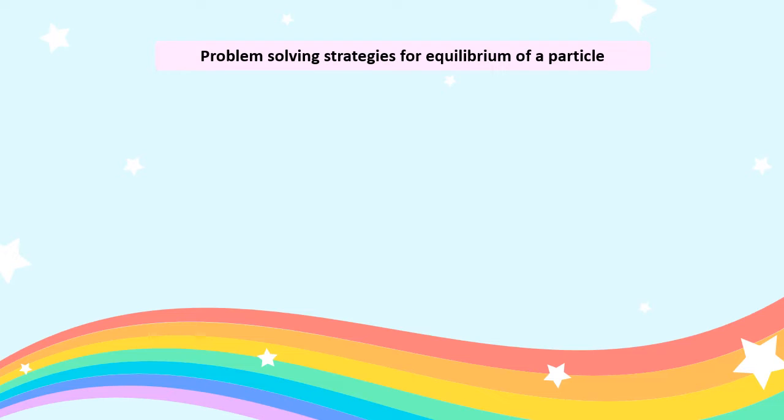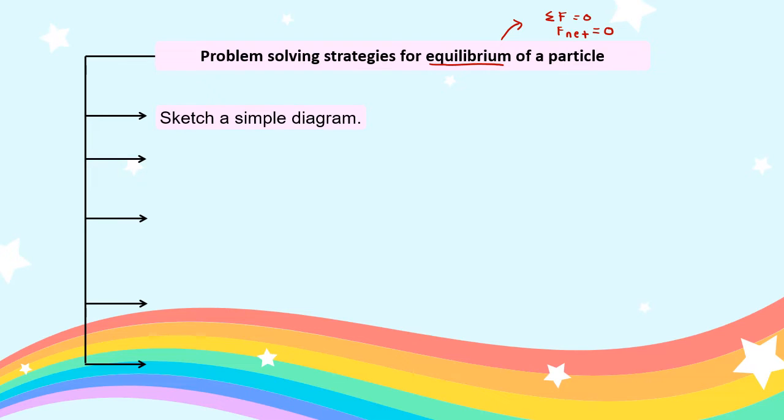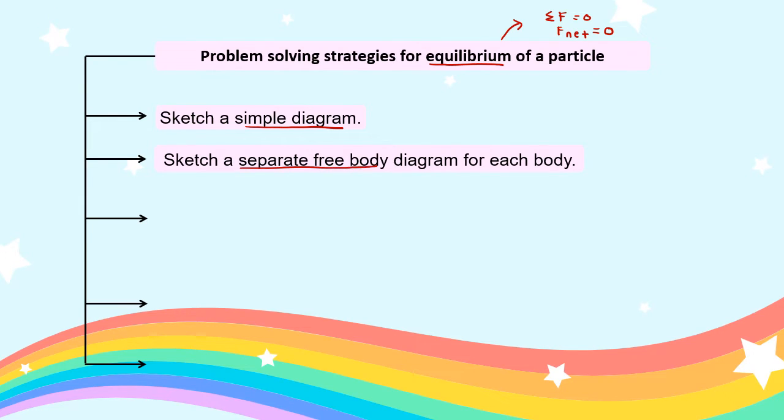Here are the problem solving strategies for equilibrium of a particle. If a particle is in equilibrium, it means that total F equal to 0, or F net equal to 0. First, sketch a simple diagram or force diagram, which means you sketch all the forces on the body. Next, sketch a separate free body diagram for each body if there is more than one body in the diagram. You need to follow the steps to sketch a free body diagram from 4.1 that we already learned.